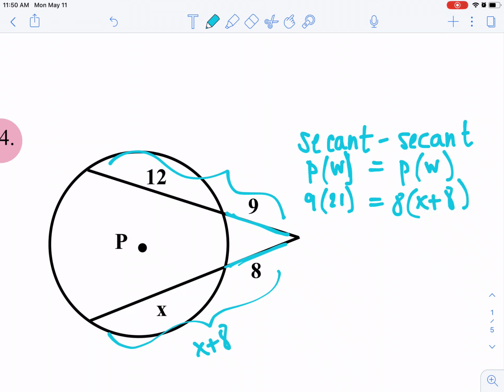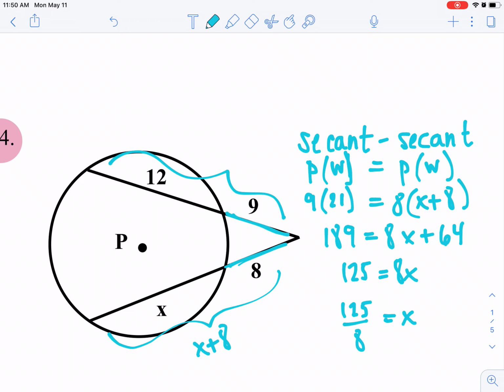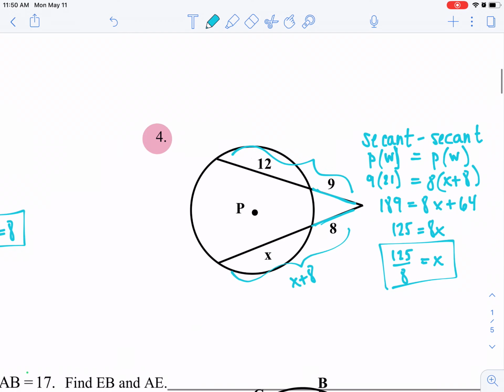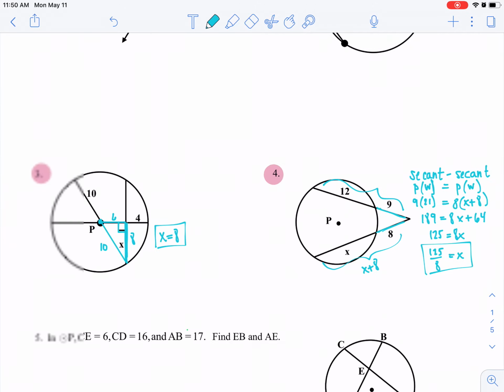And then we're just going to multiply and distribute and all that good stuff. So we'll multiply 9 times 21 is 189 equal to 8x plus 64. Distribute that 8. And then we just solve for x. Here, when we divide both sides by 8, it's a decimal. We don't want decimals. Exact answers are always better. So we'll just leave it as an improper fraction there. X equals 125 over 8. So a little bit more straightforward of secant.